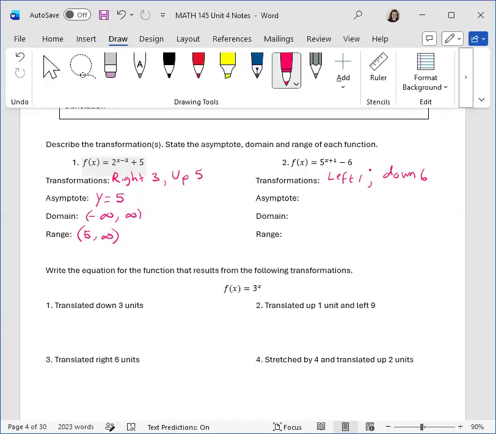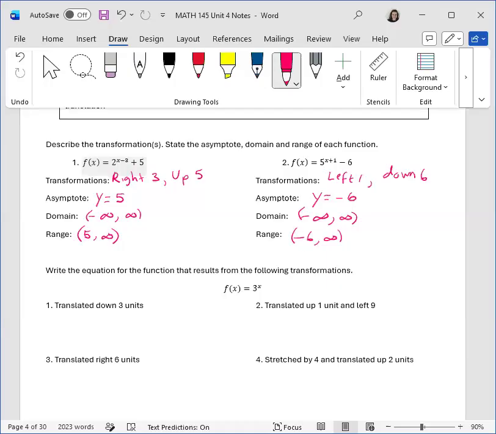Okay, the asymptote, since this function is shifting down 6 units, the asymptote is also going to shift down 6 units. So y equals negative 6 is the location of the asymptote. The domain is from negative infinity to infinity. And the range is again a growth function because b is a value greater than 1. But it's never going to go below negative 6. So negative 6 to infinity would be the range of this function.